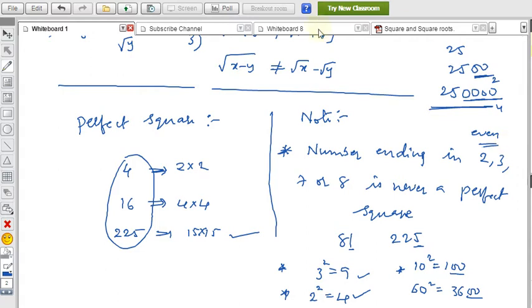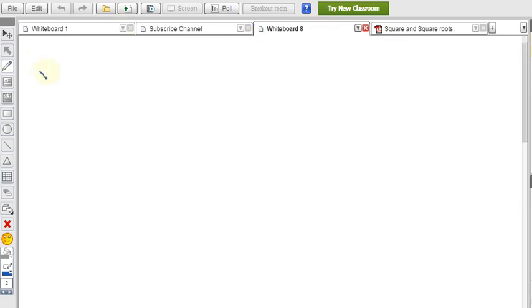Some more points I'll explain. The objective of all this is to give the direct answer instead of doing so many calculations; these key points are helpful. Now, first let me explain how to find the square root of any number using shortcut methods.